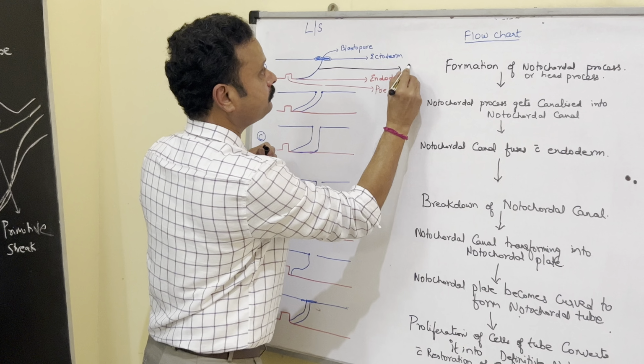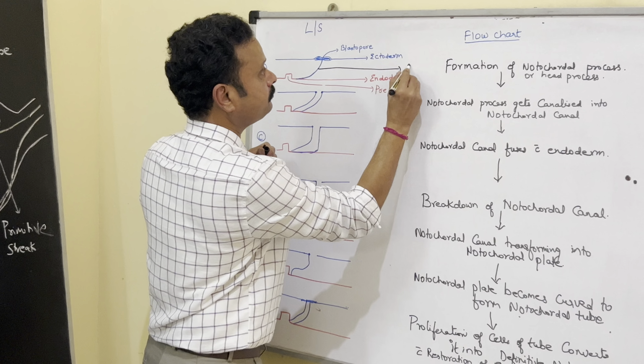This is followed by the restoration of the endoderm. The endoderm which was lost here is restored, and eventually the definitive notochord gets separated from the endoderm. This is the process of formation of notochord.